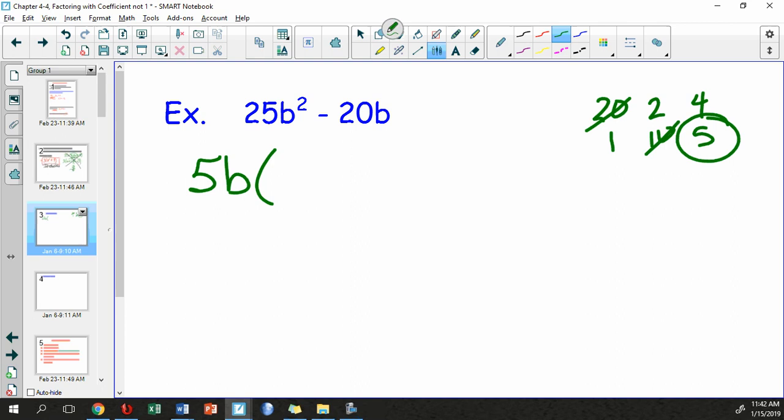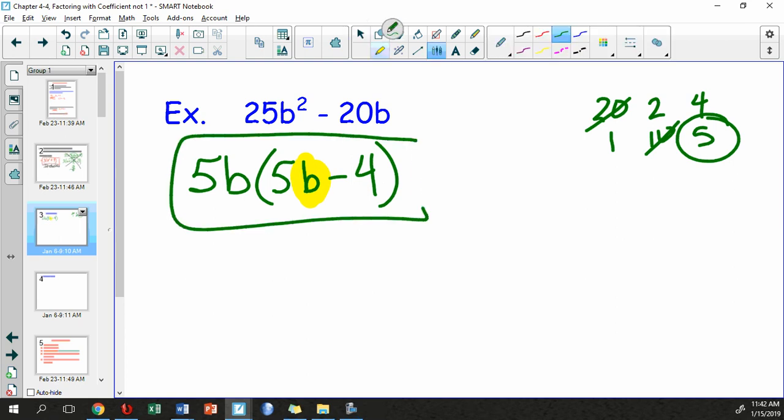Now, if I pull 5b out by division on each of those terms, what is 25b squared divided by 5b? 5b, drop down the minus. What is 20b divided by 5b? 4. Can I break that down into two binomials now? No, because guess what? This is just b to the first.